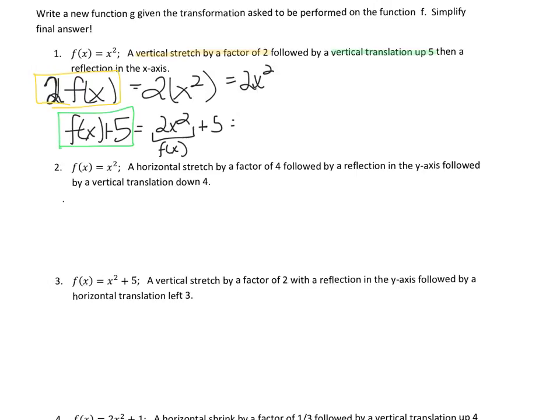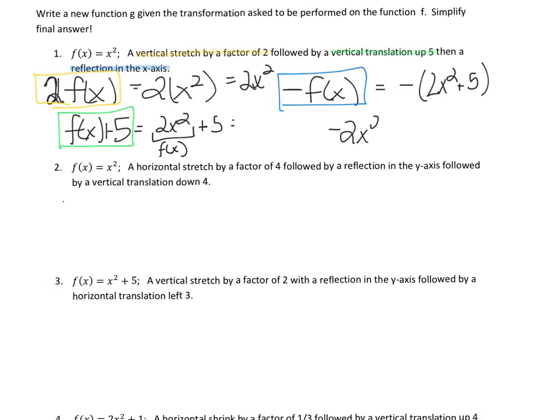And lastly, we need to do a reflection in the x-axis. So in function notation, this is negative f of x. That's our blue step. And that means I take negative times the whole function, 2x squared plus 5. So my final answer is negative 2x squared minus 5. And that's my final answer, which I'll box in red.